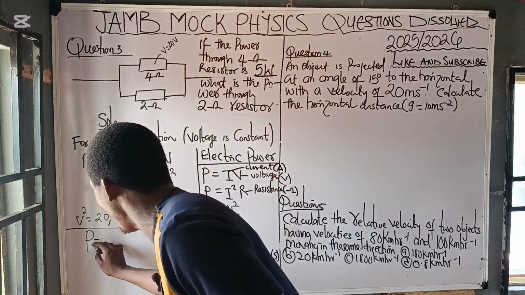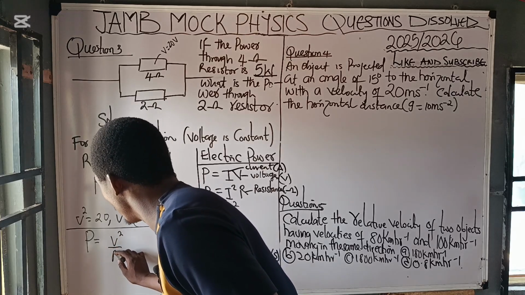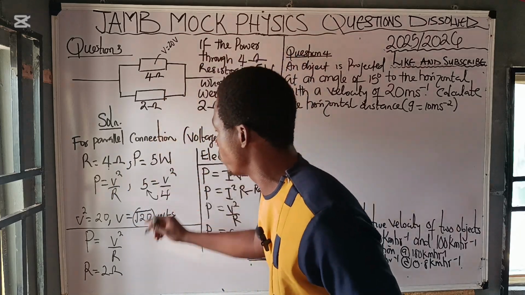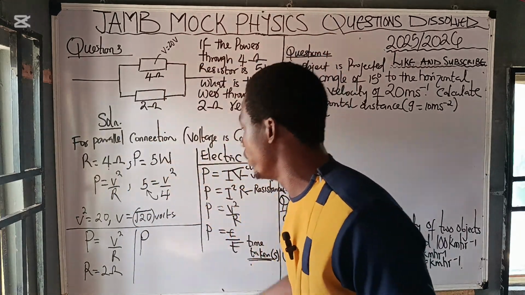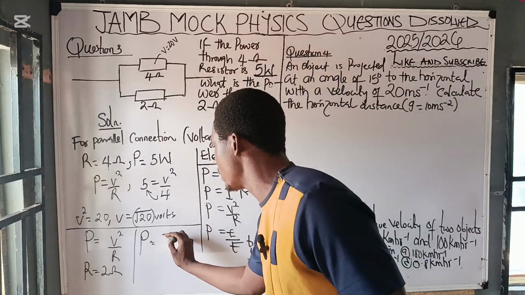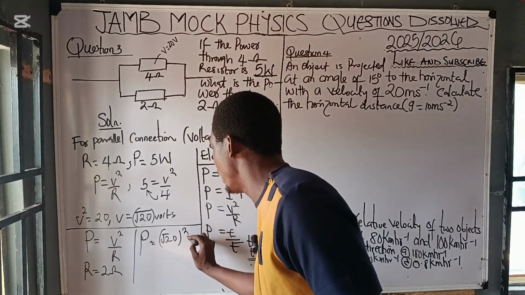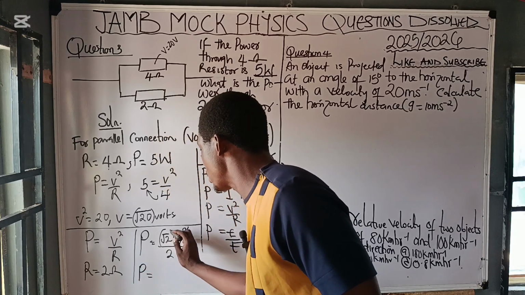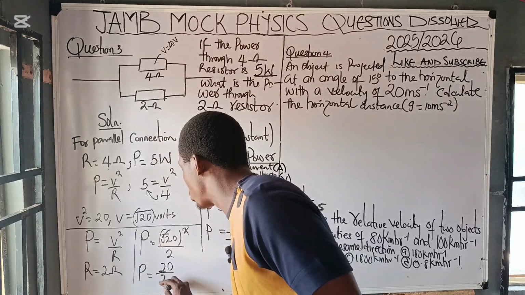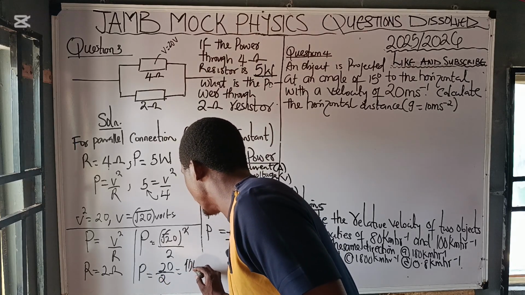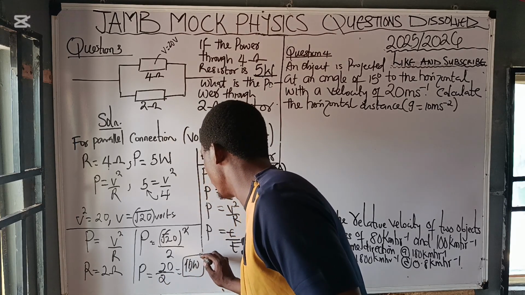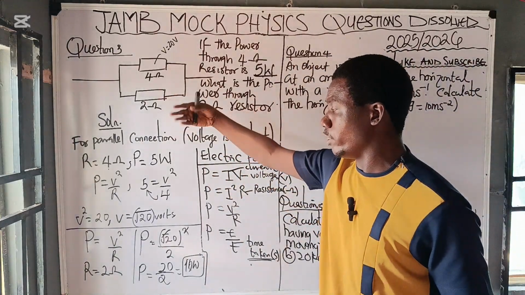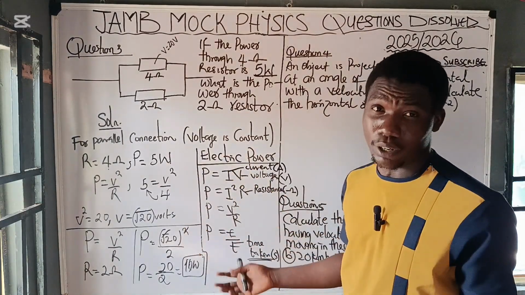Power through the 2 ohm resistor. Power is V squared over R. Don't forget that R this time is 2 ohms. We're looking for the power through this place. So our power, watch carefully, will be V, which is the square root of 20, squared, over R, which is 2. So power will give us, the square cancels the square root, 20 over 2, and that will give us 10 watts. So the power through your 2 ohm resistor is 10 watts. Take note of that. Get the common voltage by using the formula for power, then substitute to get your answer. Is that clear?